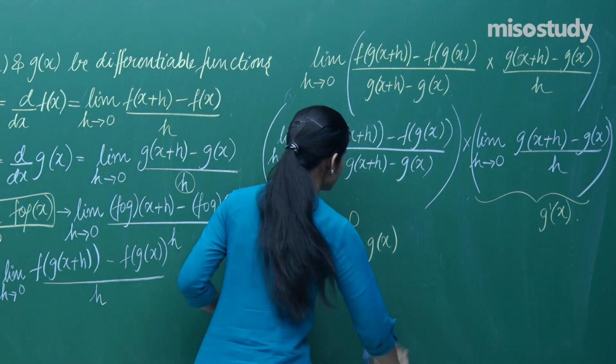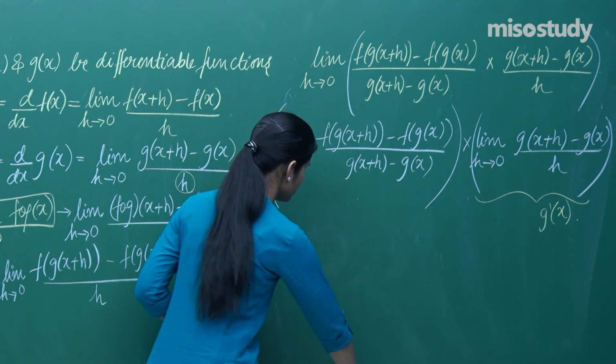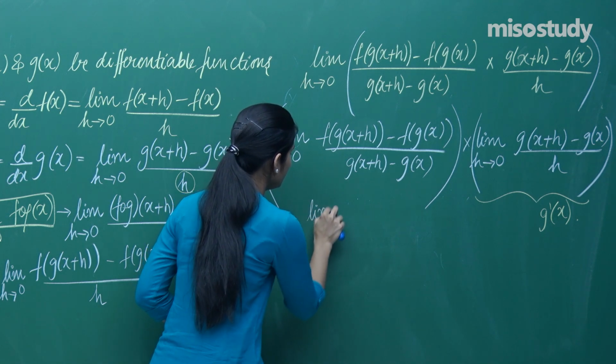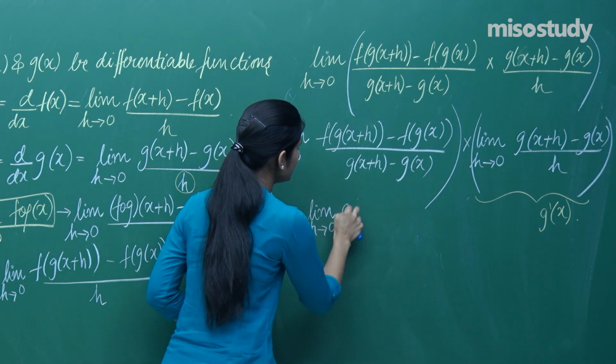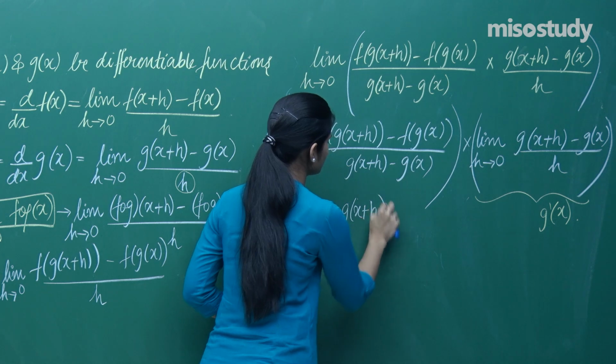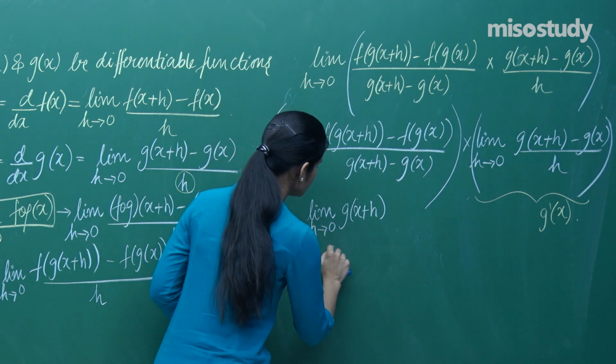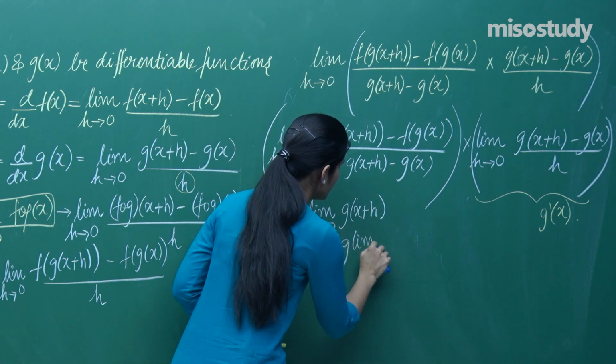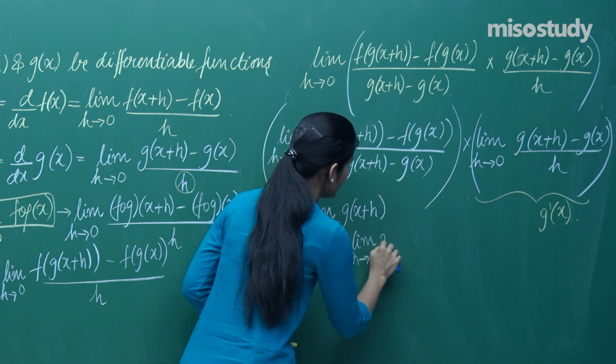So, what I have written is, if limit h tends to 0, g of x plus h is what? g is a continuous function. This will be g of limit of h tends to 0, x plus h.